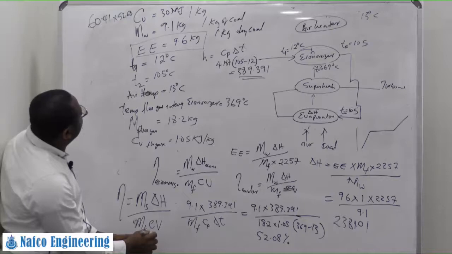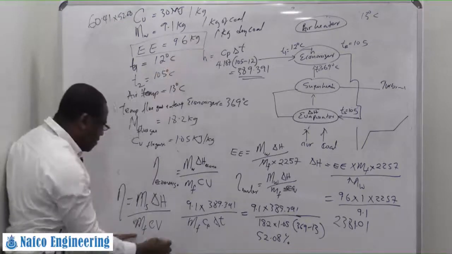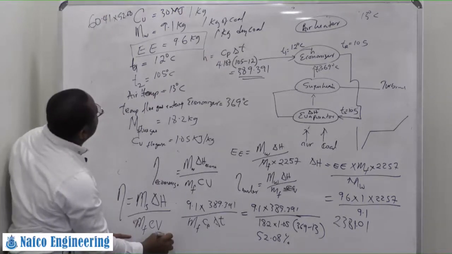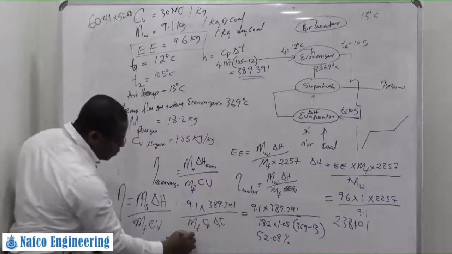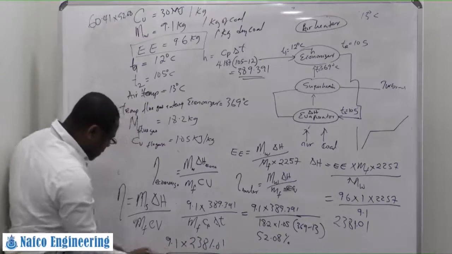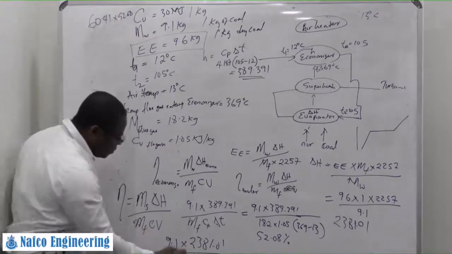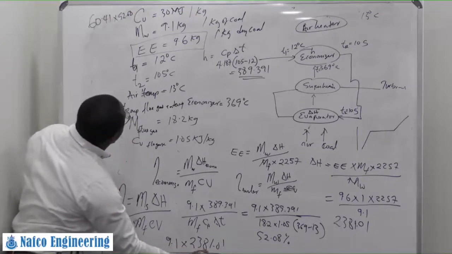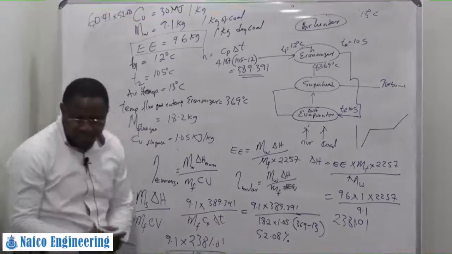The MF is per kilogram, right? I believe per kilogram of coal. So we have MS, the steam, 9.1 by 2381.01 divided by 1 times 30,000. Yeah, 30,000. Okay, like that.